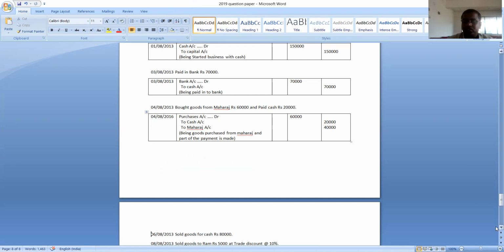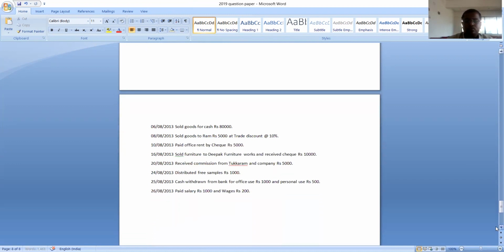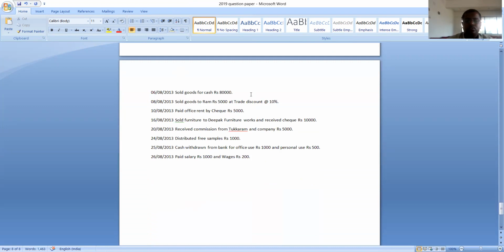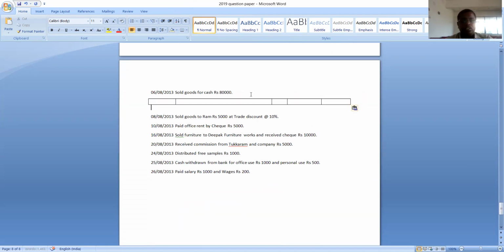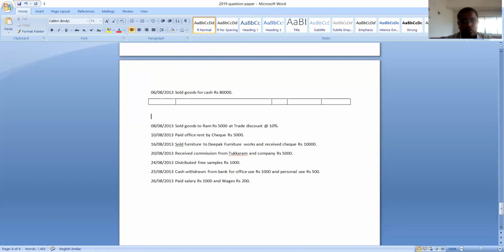Next transaction is dated on 6th of August 2013. What is the transaction? Sold goods for cash rupees 80,000. Sold goods for cash. So how many accounts are there here? Here two accounts are there. One is cash account and another one is sales account.